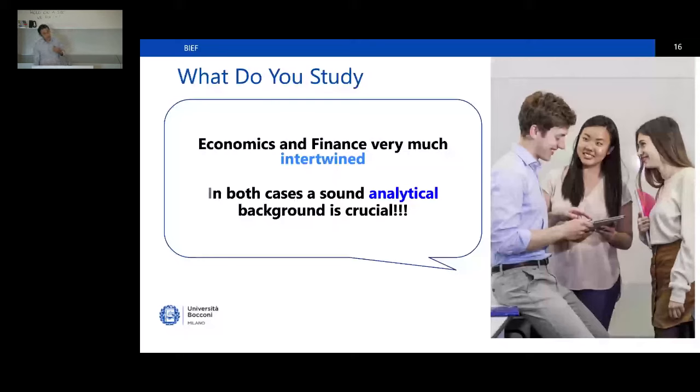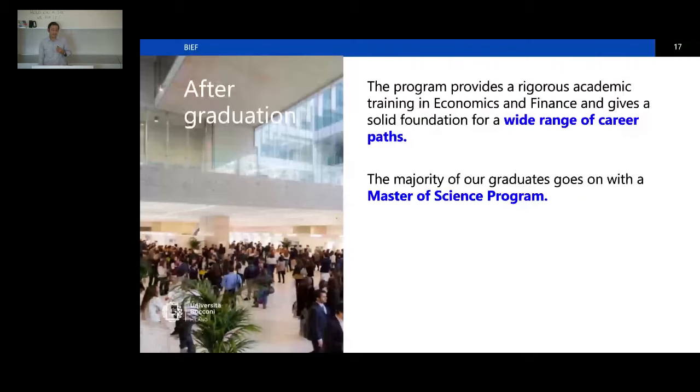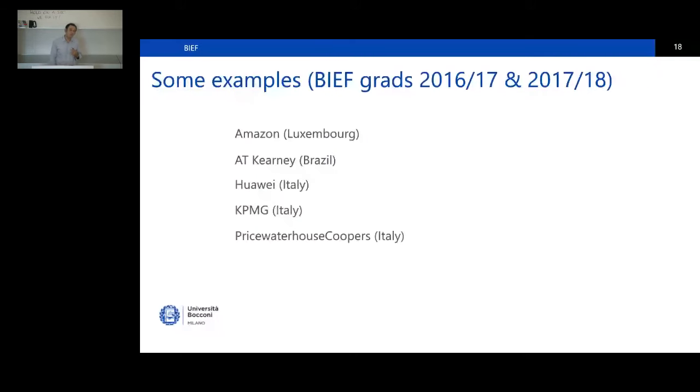Okay, so let me turn to my last point here, which is to tell you what our graduates are doing. Out of, let's say, 10 students that graduate from BF, 9 decide to continue studying at the master level, either here at Bocconi or somewhere else. And 1 out of 10 decides to go and work, so goes on the job market, okay? Now, let me give you examples of jobs that our former graduates have found recently.